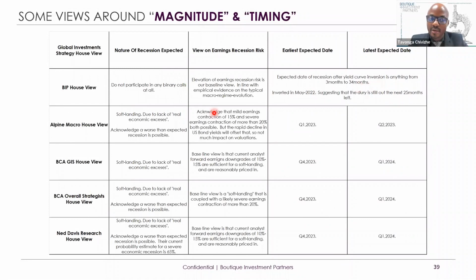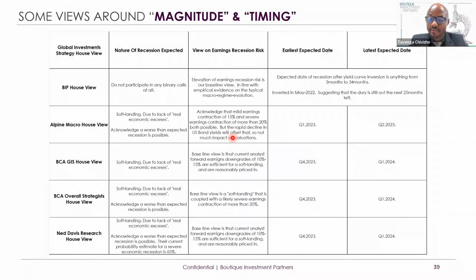But if you look at Alpine Macro, our research provider, they think there's a high chance that it's going to be a soft landing when it comes to the economy. However, they actually also see a lot of signs that suggest that we could have a sharper than expected economic contraction, although most of the world is expecting a soft landing. The soft contraction for them means that your earnings contract by roughly 15%, but the severe one means that your earnings would easily contract by more than 20%.